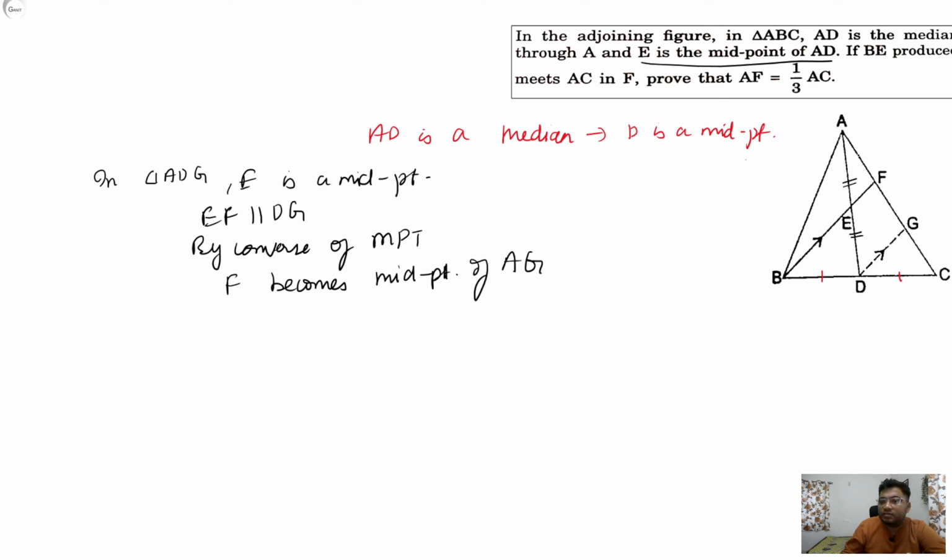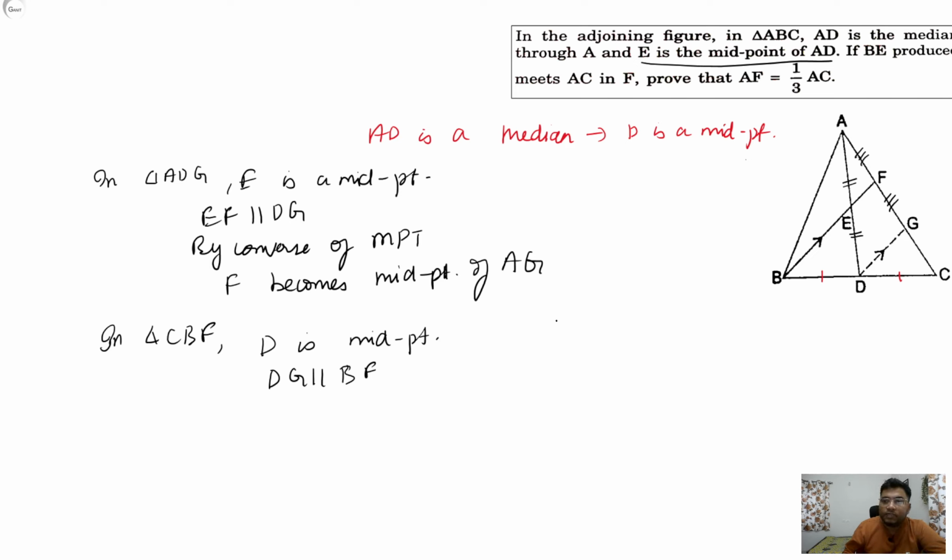Now I have to spot another triangle where midpoint is mentioned. I hope you all remember that D is a midpoint of what? BC. So BC could be the side of the triangle that we are going to look forward to. So the triangle that I'm going to use next is triangle CBF. So there you will notice that D is a midpoint. It's given to me. DG is parallel to BF, right? That's also given to me.